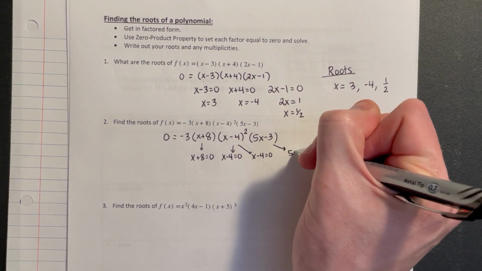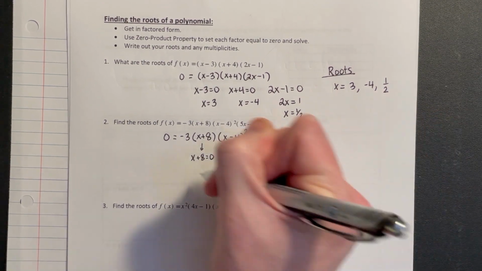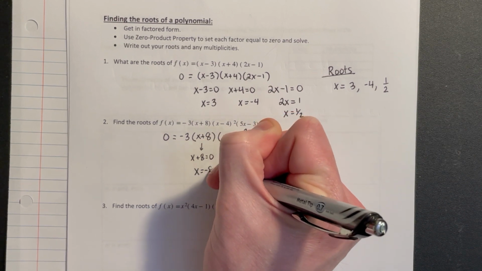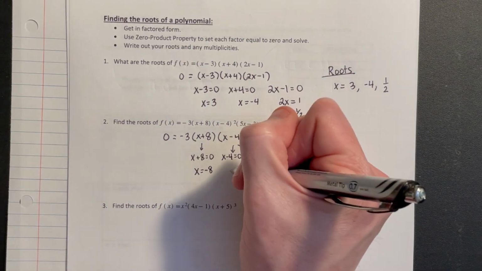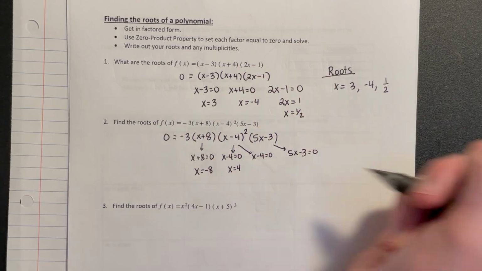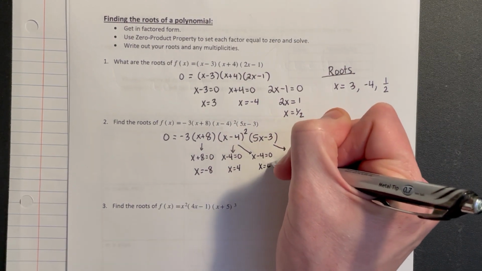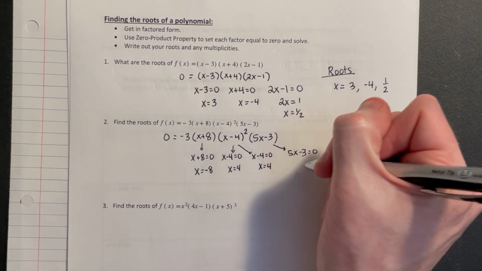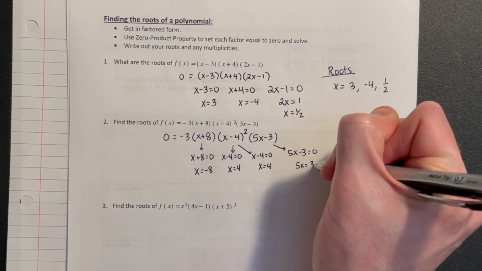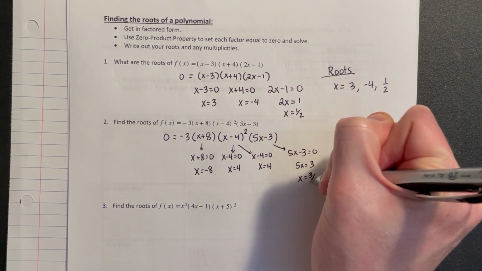And the last one's 5x minus 3 equals 0. We're going to solve and get negative 8. If I solve x minus 4 equals 0, I get positive 4, but there's two of them, so really there's two of these positive 4s. And then we solve the last one and get 3/5.